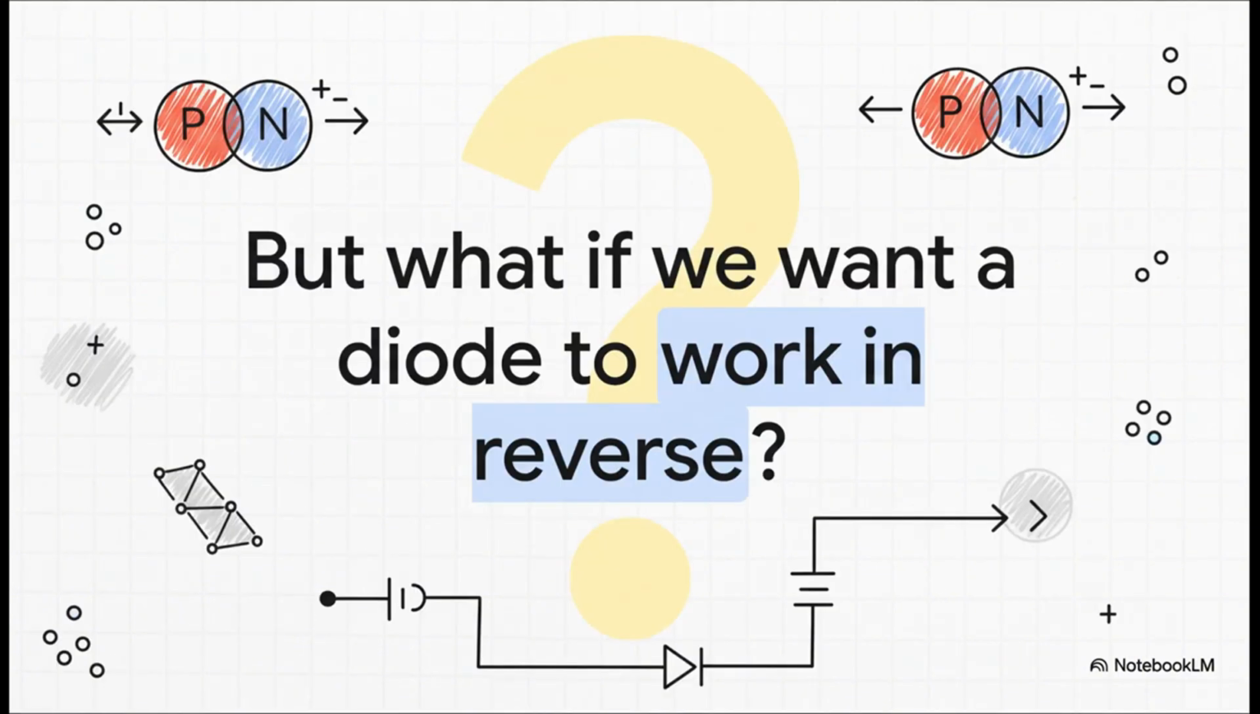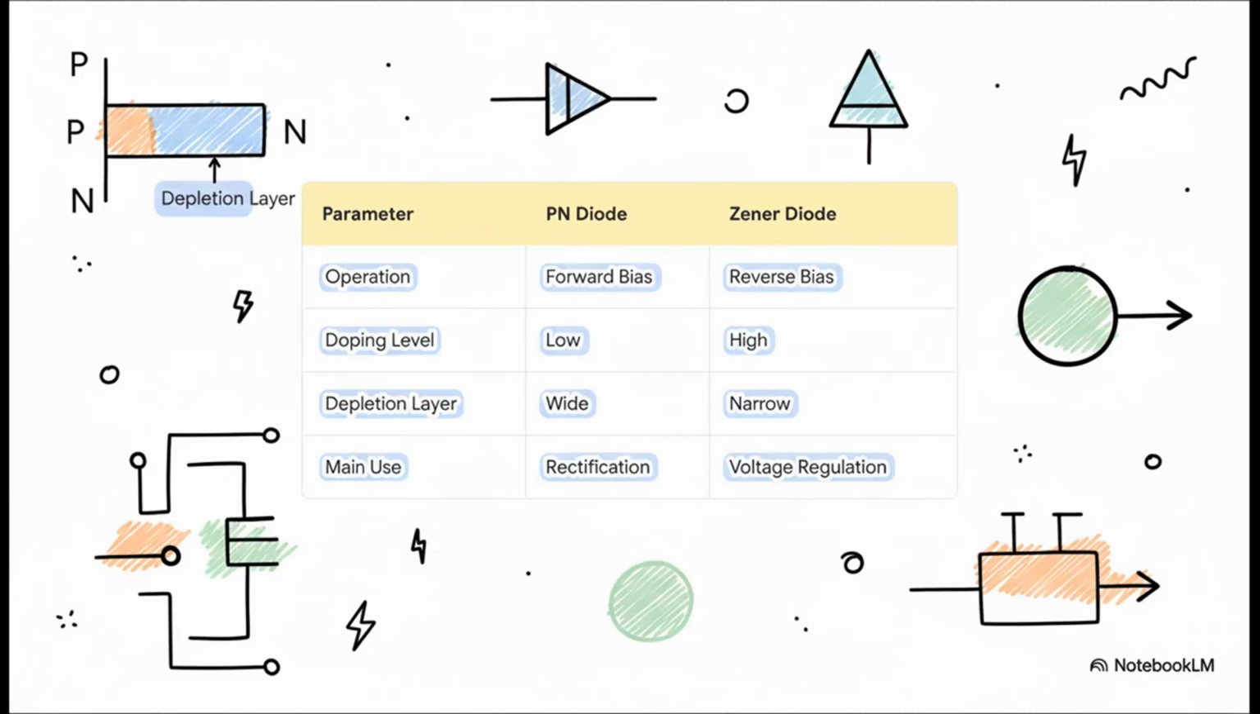Okay, but what if you need a valve that's designed to work in reverse? Enter the Zener diode. You see, they're built differently. The Zener is heavily doped, which lets it handle reverse current.